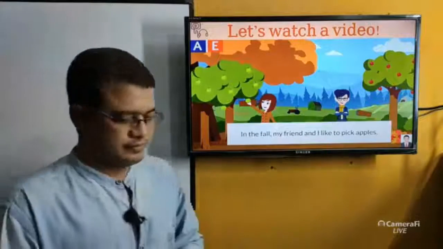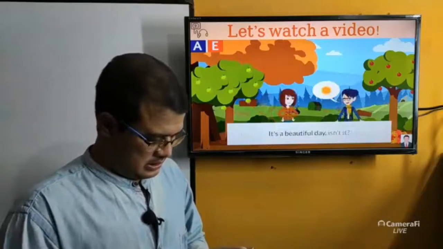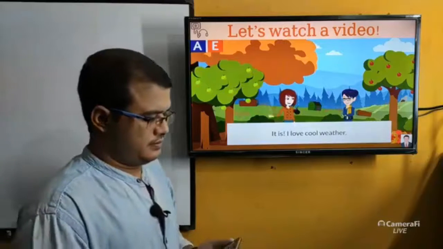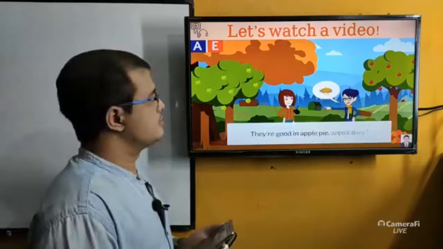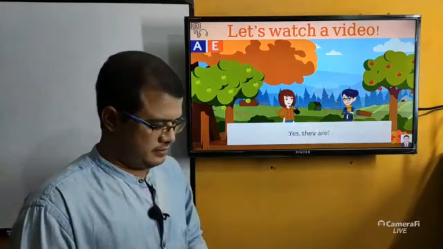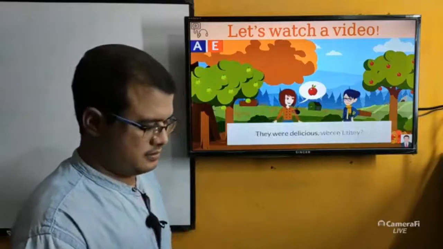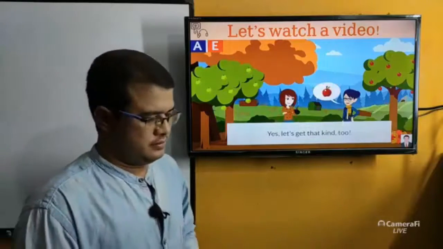In the fall, my friends and I like to pick apples. It's a beautiful day, isn't it? It is. I love cool weather. Let's get some of these apples. They're good in apple pie, aren't they? Yes, they are. And we tried that kind over there last year too. They were delicious, weren't they? Yes, let's get that kind too.